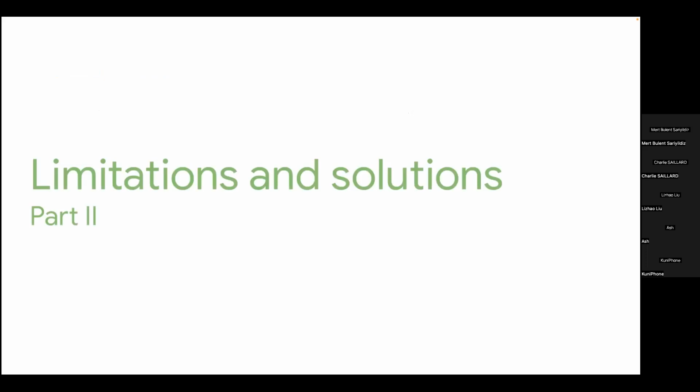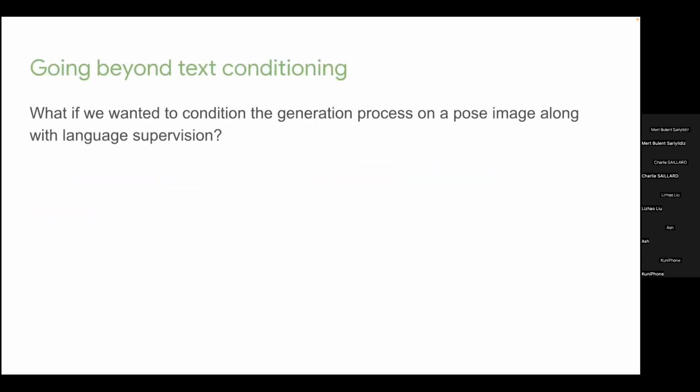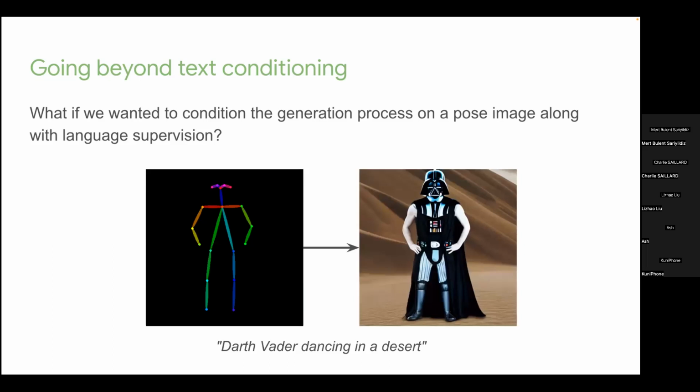Now let's get down to the other limitation that I wanted to discuss, and I'll also present some solutions. Of course, text-to-image diffusion models are very great, but the only conditioning factor that we can truly control is just the text prompts, right? But the question here is, what if we wanted to also condition the generation process on a pose image along with some language supervision? We wanted to generate our subject to adhere to not only a text prompt but also a pose image. The regular text-to-image diffusion models won't be able to do that by virtue of pre-training. So we need something special here.